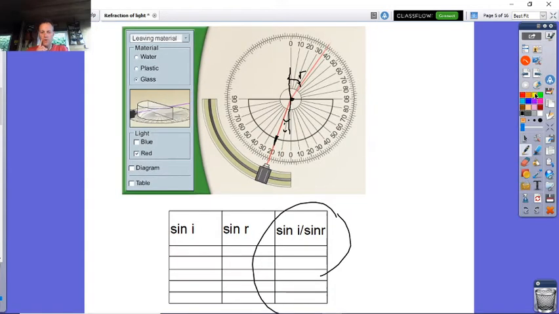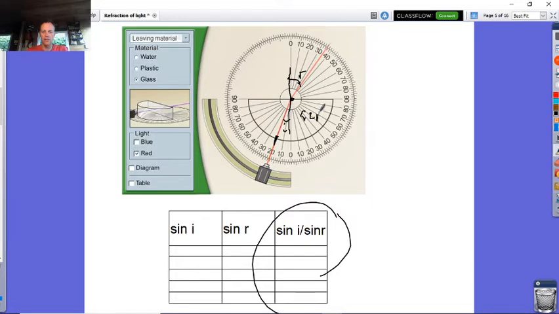And then if you did this one, which is now going from glass to air, did you now find it's about 0.6-ish? And then did you suddenly realize if you take 1 divided by 1.5, you get about 0.6? In other words, they're inverse related. Yeah, of course you did.